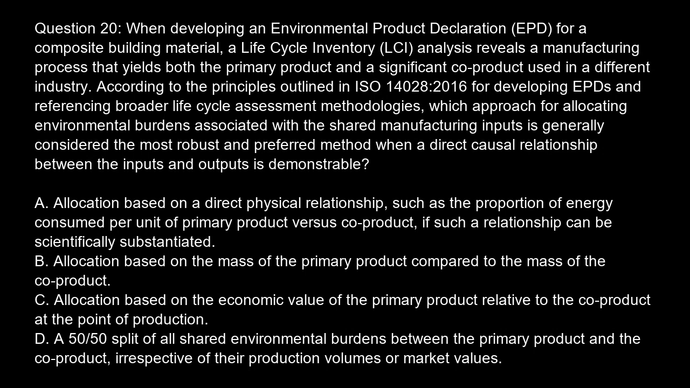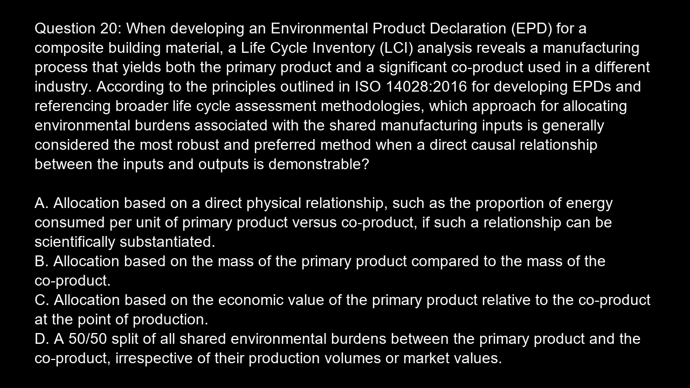When developing an environmental product declaration, EPD, for a composite building material, a life cycle inventory, LCI analysis reveals a manufacturing process that yields both the primary product and a significant co-product used in a different industry. According to the principles outlined in ISO 14028-2016, for developing EPDs and referencing broader life cycle assessment methodologies, which approach for allocating environmental burdens associated with the shared manufacturing inputs is generally considered the most robust and preferred method when a direct causal relationship between the inputs and outputs is demonstrable? Option A.